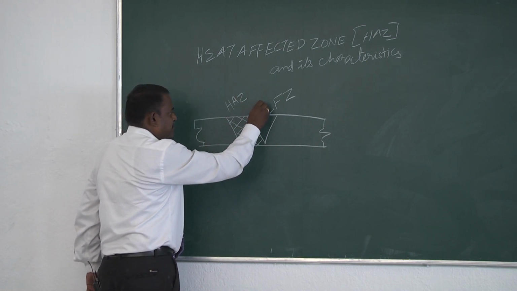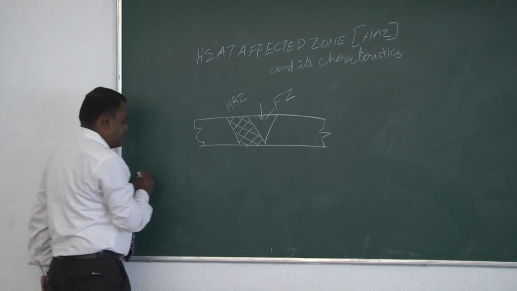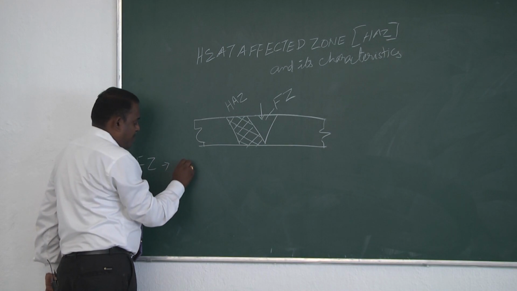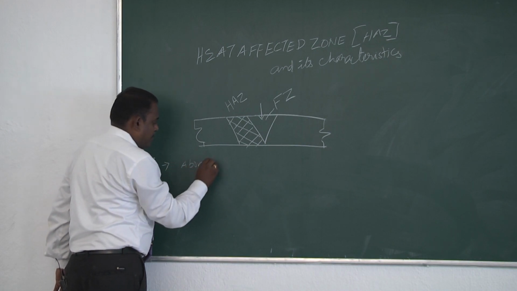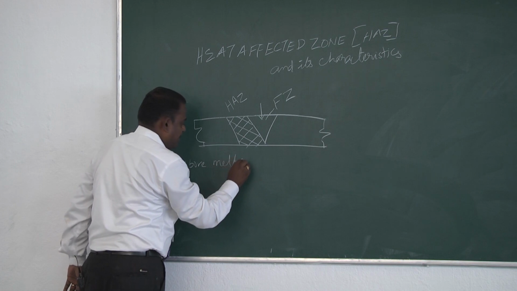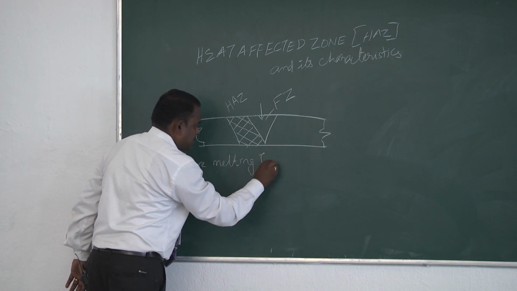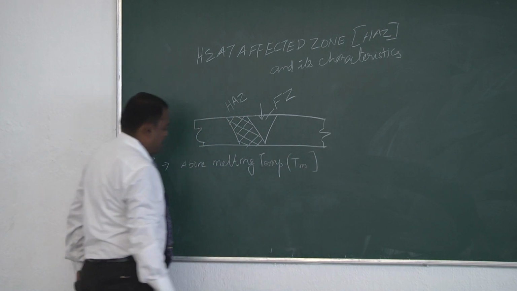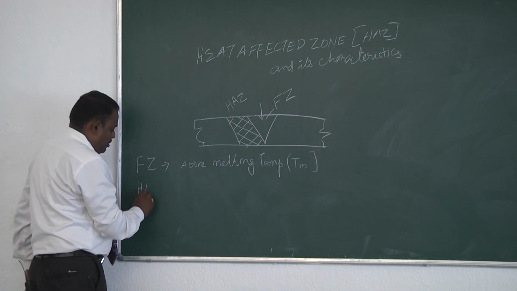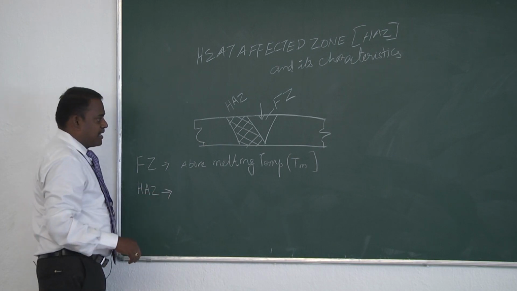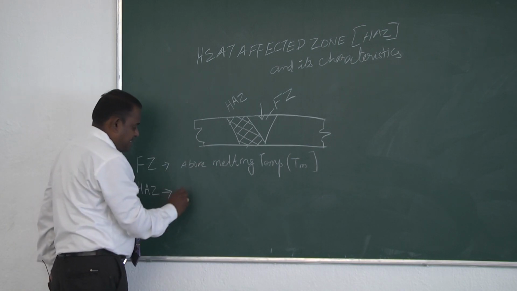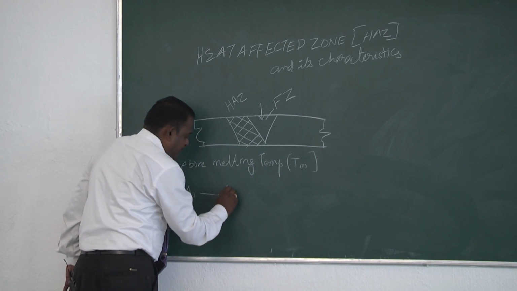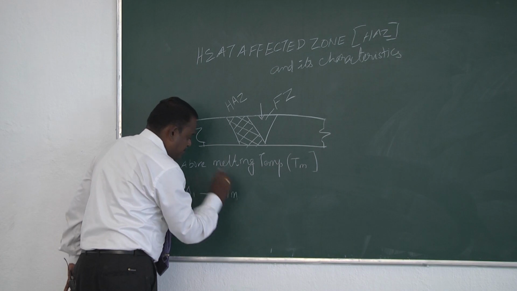Here the fusion zone will have a complete melting of the metal. The fusion zone will have a temperature range above the melting temperature of the material, normally called Tm. And the heat affected zone, HAZ, will be influenced by temperatures in the range above A1, in the case of steel, above A1 up to the melting temperature Tm.